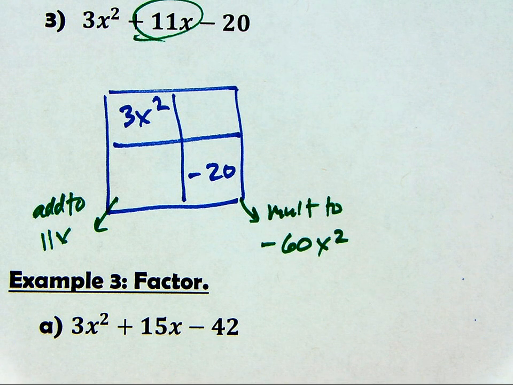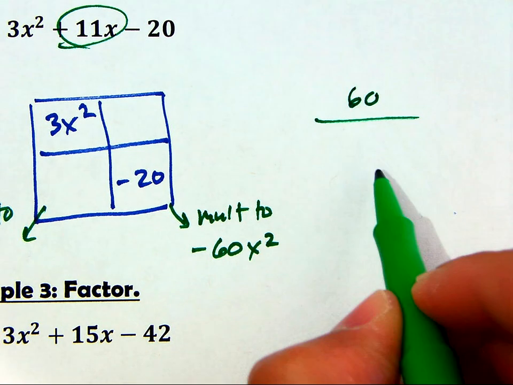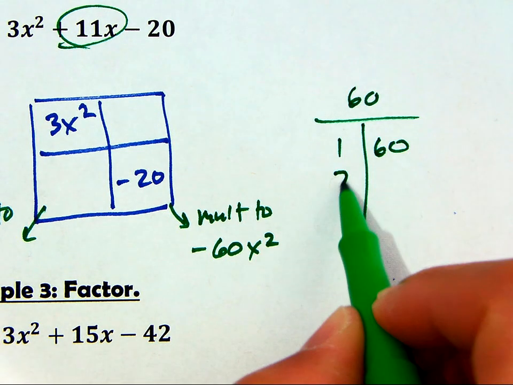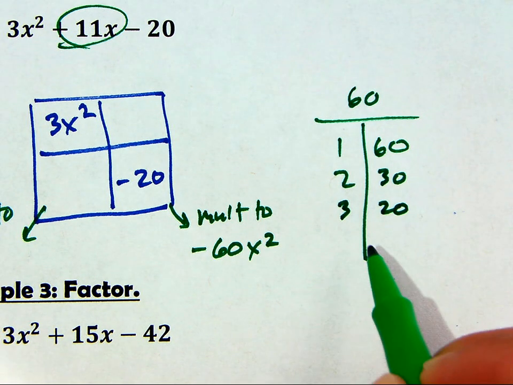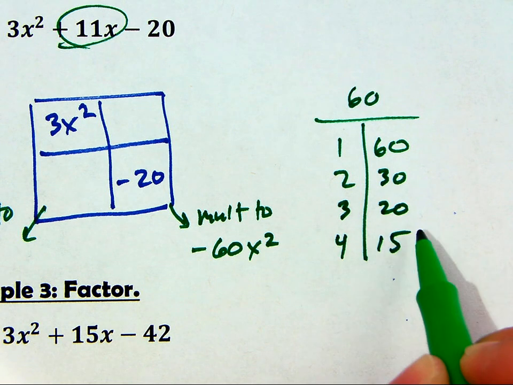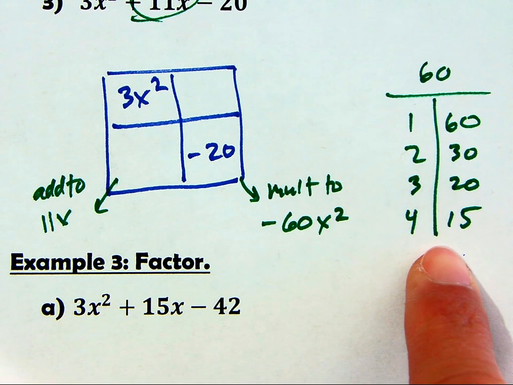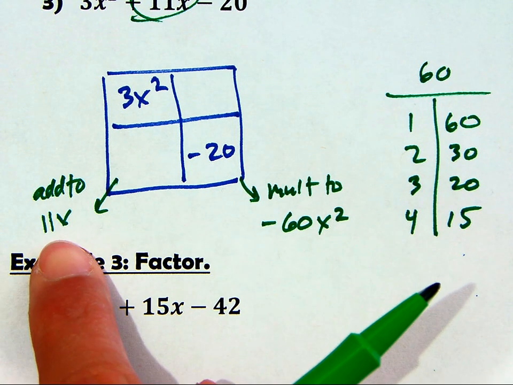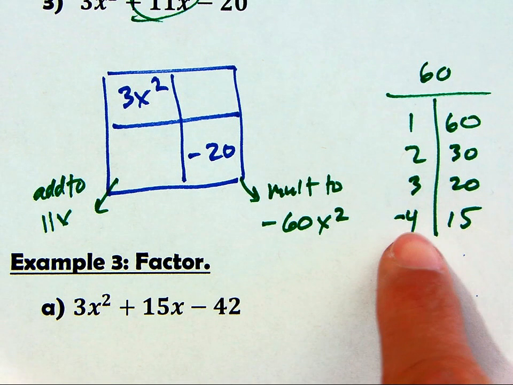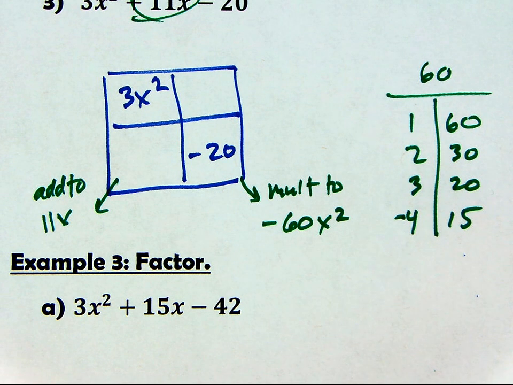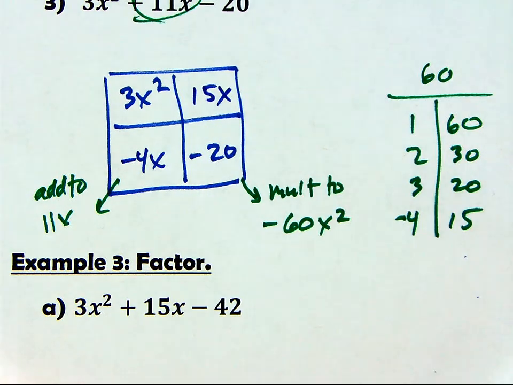You know, I might have to go to a table. It's not coming to me right away. All right, so 60 is 1 times 60, 2 times 30, 3 times 20, 4 times 15. That's looking pretty enticing to me, because I know if I do 15 minus 4, that would be 11. So would that work? Would that multiply to... yes, figured it out. So we'll do a negative 4x and a 15x right there.